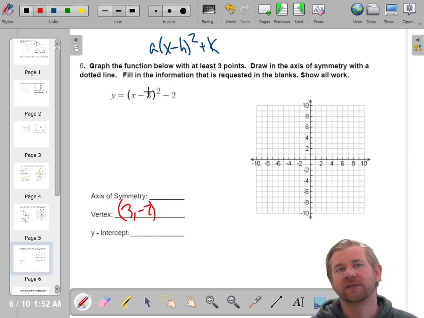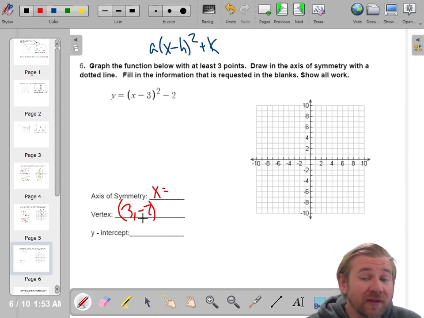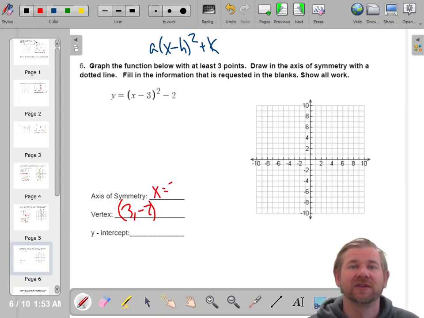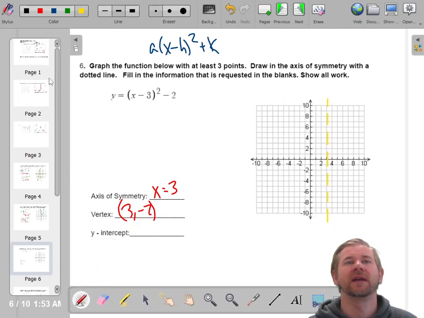Some people say, like, you always just flip this one and leave the y alone. The axis of symmetry always goes through the vertex, so if the vertex is 3, -2, the axis of symmetry must be 3. 1, 2, 3, right there. 3, -2 is right here.